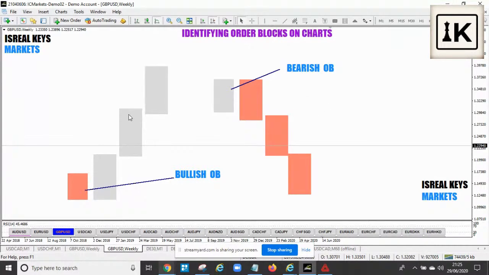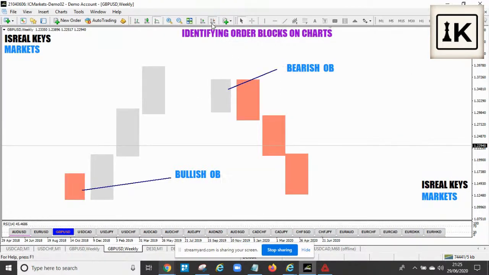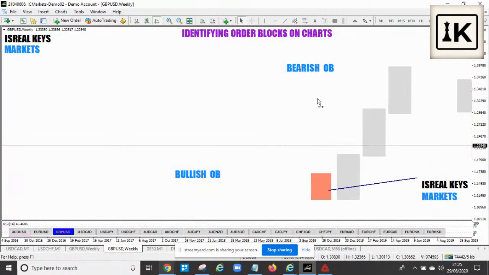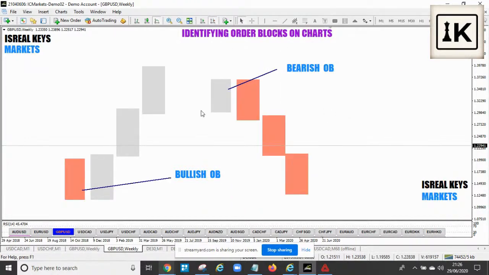So you can have this type. You can have this type. You can also have this type where you would have a candle that is quite big like this. It's quite a big bearish candle before that move up. It's still going to be the same thing. That candle will still be the origin, or the order block. Same thing for the bearish order block.